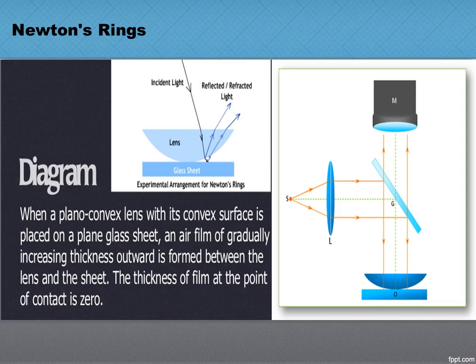Now as you see in the second diagram, it can be made more clear practically that whenever a monochromatic source of light is placed in front of a lens L and this source is illuminated, the two light waves or rays after passing through the lens become parallel, and when they strike the glass sheet, which is placed at an angle of 45 degrees, these two light rays are reflected at an angle of 90 degrees and interfere with each other, and this interference will cause concentric bright and dark rings which can be seen through a microscope. These rings are termed as Newton's rings.